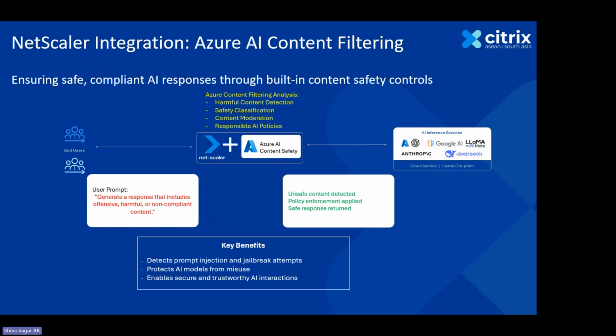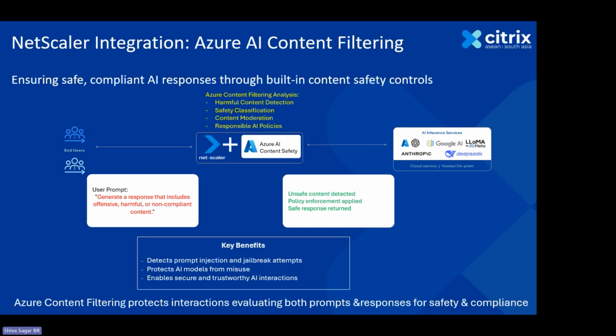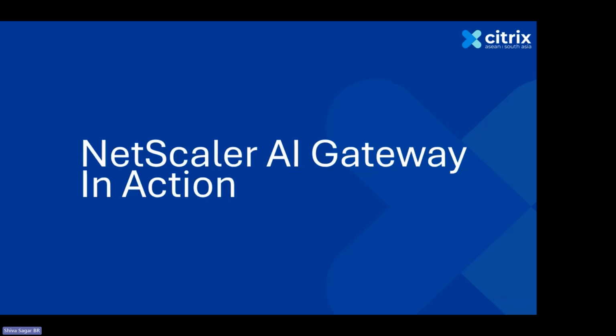So just to summarize, Protecto was about what goes into the AI. Encrypt AI protects the interaction that happens with the AI models, and the Azure content filtering protects what comes back out of the AI models. All right. Now, let's quickly see how this actually looks. I'll let my colleague Landroy talk about it.